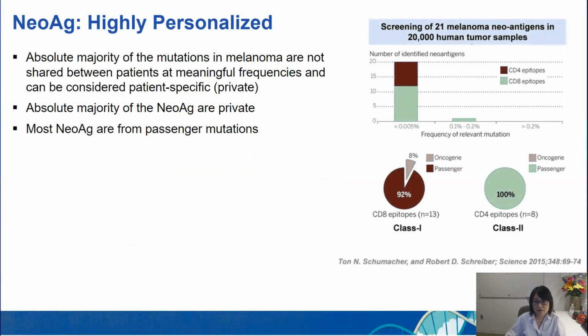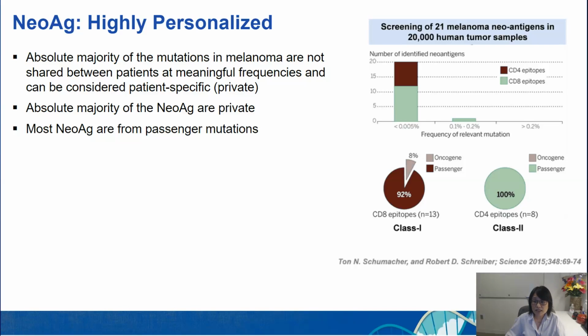A few findings from previous studies I'd like to mention. An early study in melanoma showed that the absolute majority of the mutations are not shared between patients at meaningful frequencies and can be considered patient-specific, or private. Therefore, the absolute majority of the neoantigens are private. As shown in the figure on the right, in the upper panel, only less than 0.005% of neoantigens are shared among 20,000 melanoma samples.